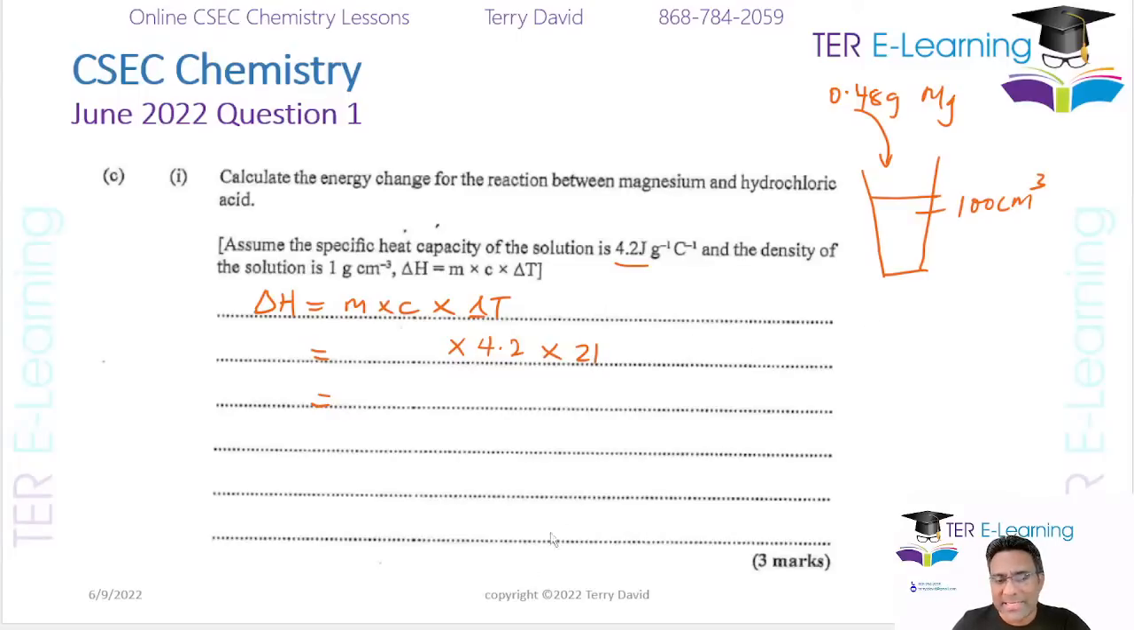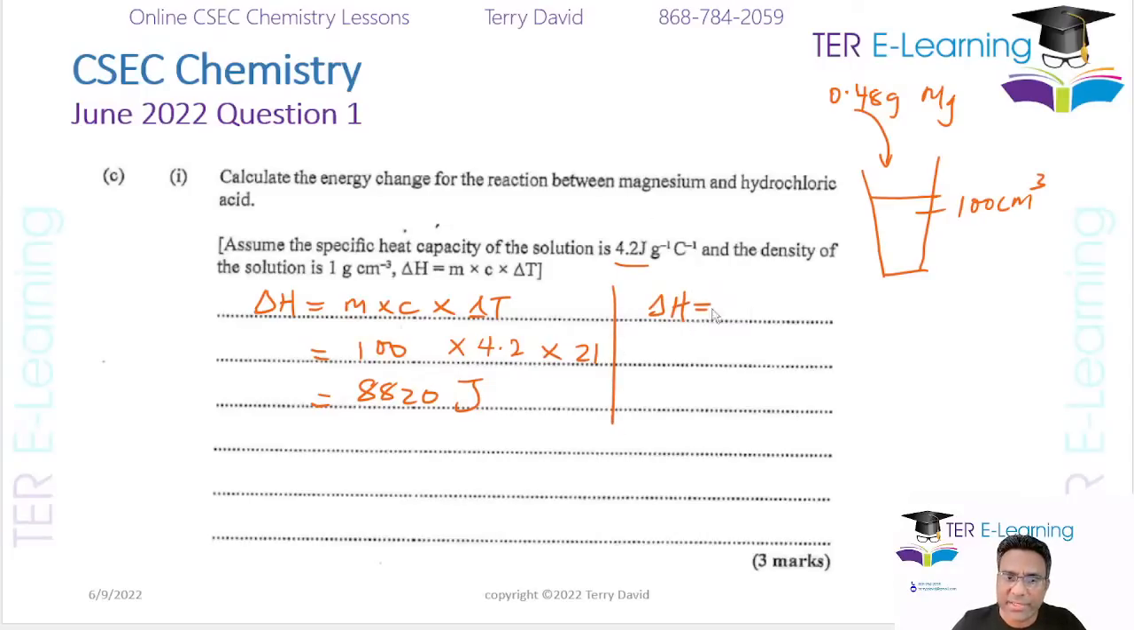Now, this is one instance where it does not matter whether you use 100 or the 100.48. So watch something. I'm going to use 100 here. I'm going to work that out for you. 100 multiplied by 4.2 multiplied by 21, and I'm getting 8820 joules.